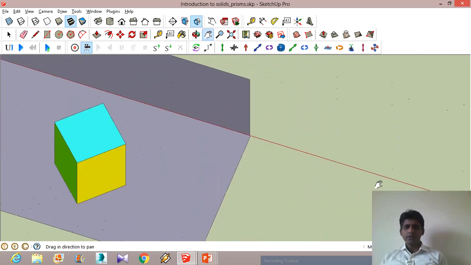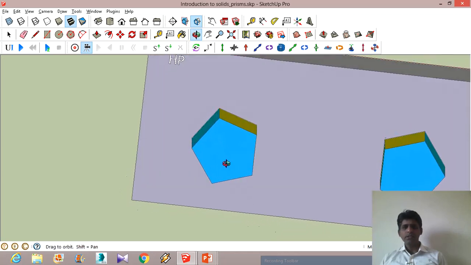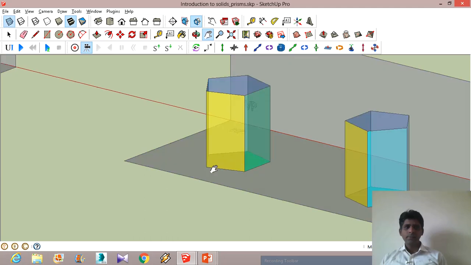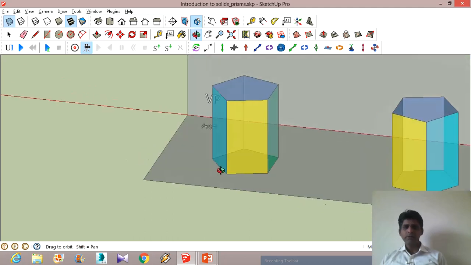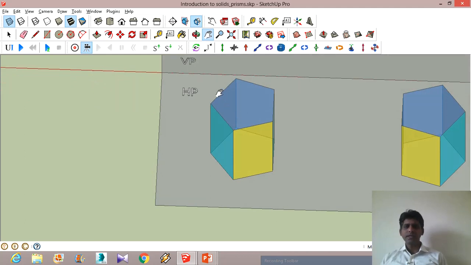Next is about the pentagonal prism. You can see that it's a pentagonal prism because its base is a pentagon. It will also have an axis. To mark the center of this, we can bisect two sides. Wherever the perpendicular bisectors meet, that will be the center of this.